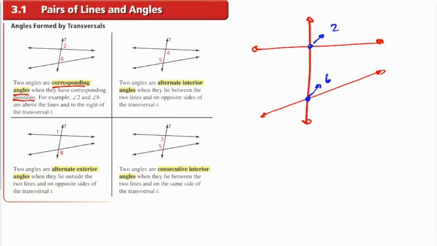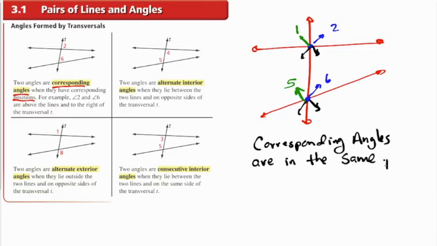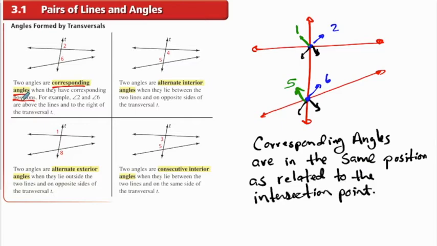I could have said up and to the left, and that would be angle 1 and angle 5. We would say angle 1 and angle 5 are corresponding because they're both up and to the left from the intersection points. We could have said down and to the left, or we could have said down and to the right. So the focus on corresponding angles is the position in relation to the intersection point. So again, the emphasis on corresponding angles is position.